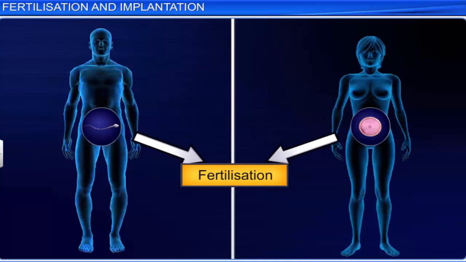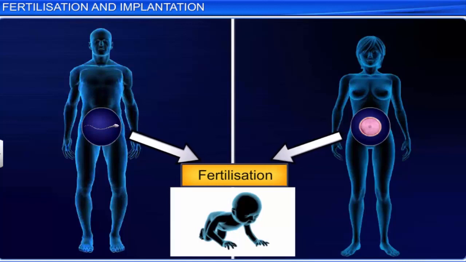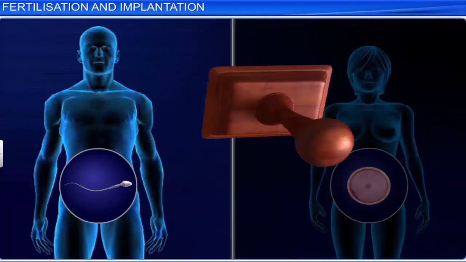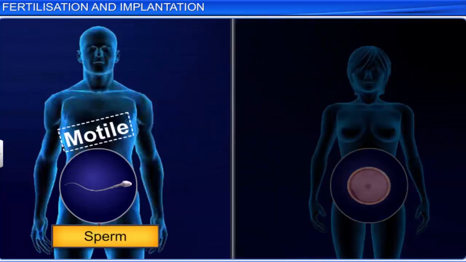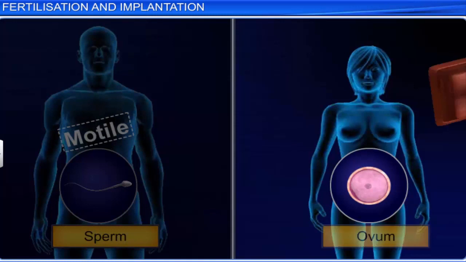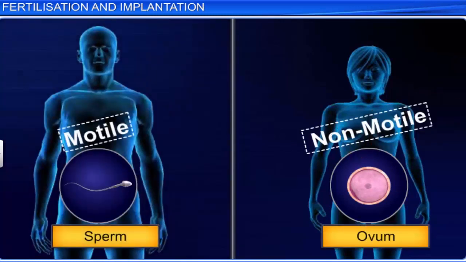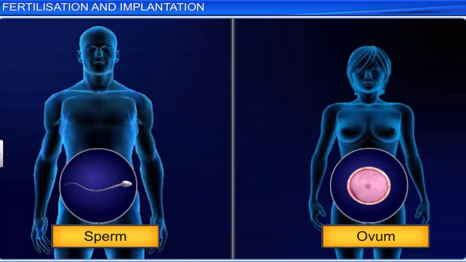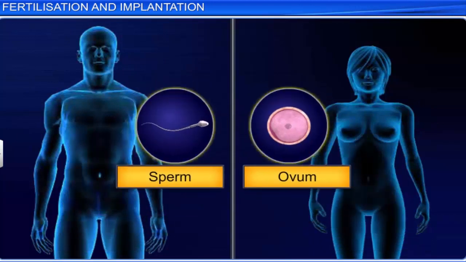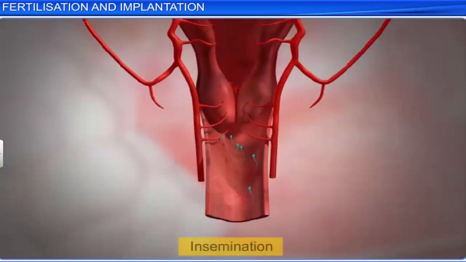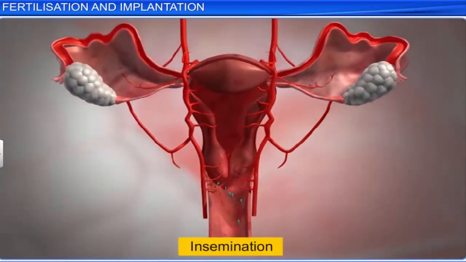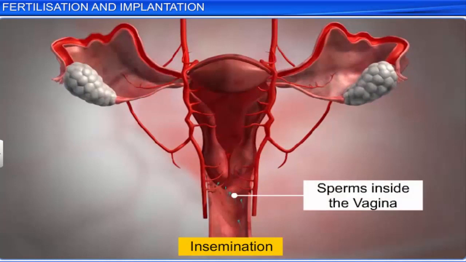Fertilization, or fusion of gametes, is the most vital event in the process of sexual reproduction, as it results in new life. In humans, while the male gamete, or sperm, is motile, the female gamete, or ovum, is non-motile. Therefore, for fertilization to occur, the two gametes must be brought together. This is achieved through insemination, where the penis releases semen filled with thousands of sperms into the vagina.